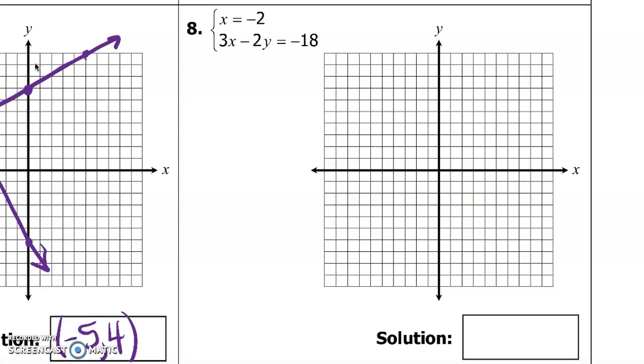And finally, number 8. I'm going to start with the top one, x equals negative 2. So x equals negative 2 means I go left 2, and then I draw straight up and down. x equals a number is a vertical line.